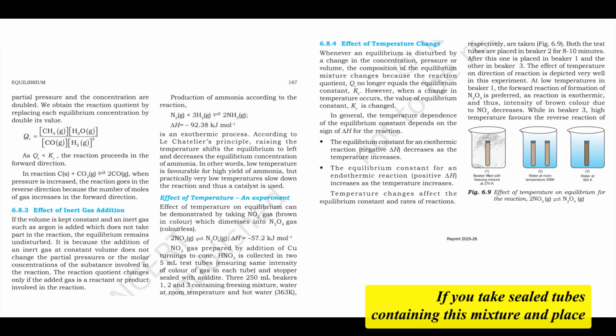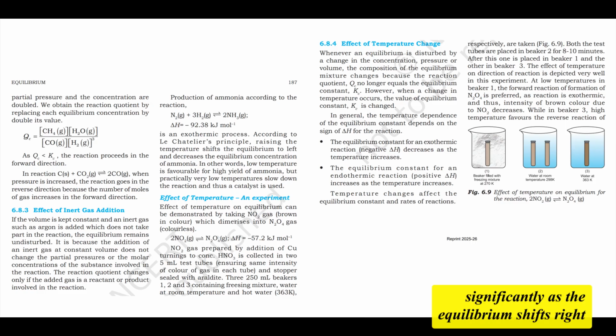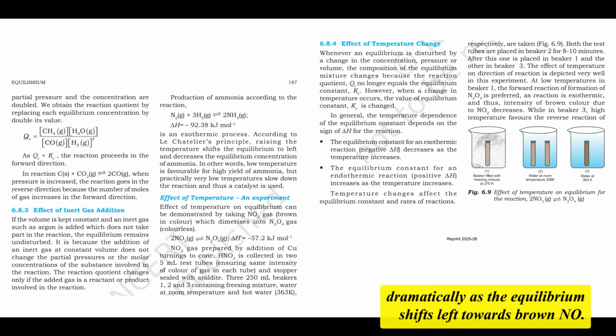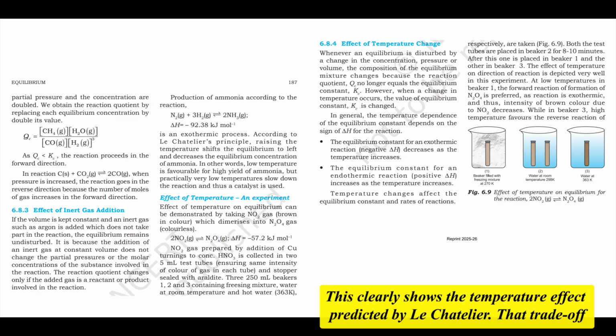If you take sealed tubes containing this mixture and place one in ice water, low T, the brown color fades significantly as the equilibrium shifts right towards colorless N2O4. If you place another tube in hot water, high T, the brown color intensifies dramatically as the equilibrium shifts left towards brown NO2. This clearly shows the temperature effect predicted by Le Chatelier.